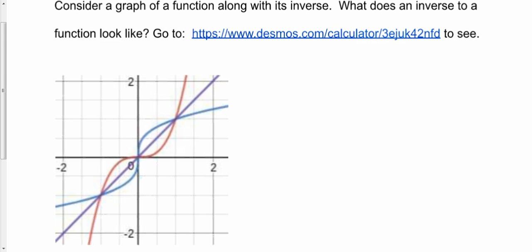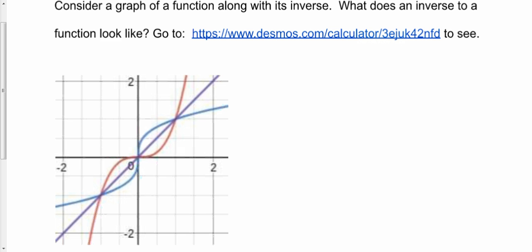It's reflected about that line. Exactly, Kaylee. Very good. I almost called you Kayla. Kaylee. I'm terrible. Do we see how that looks? So, an inverse takes the original function and reflects it about the identity function.